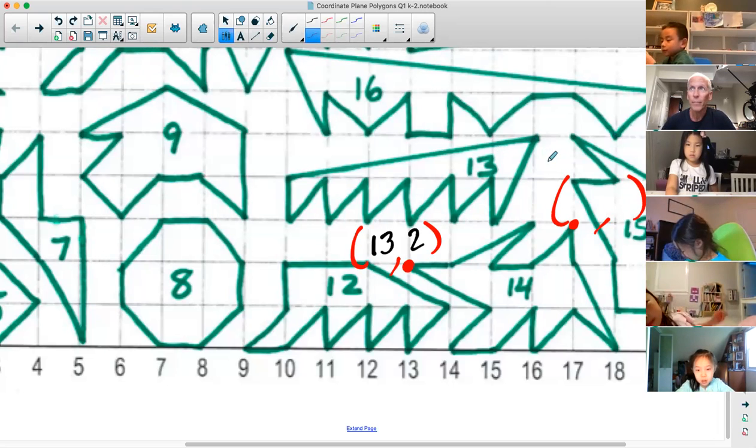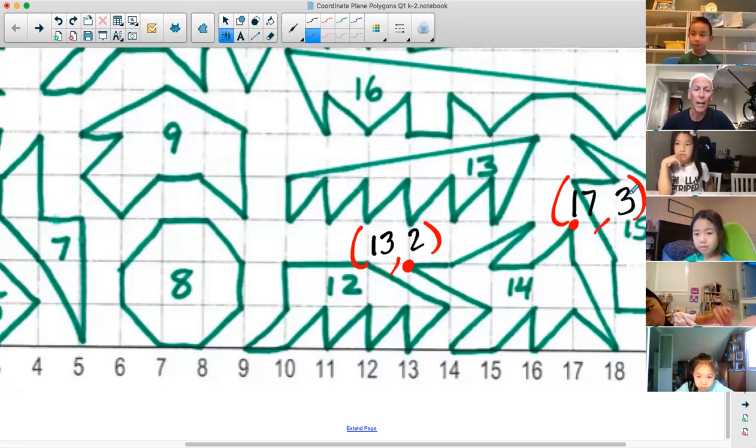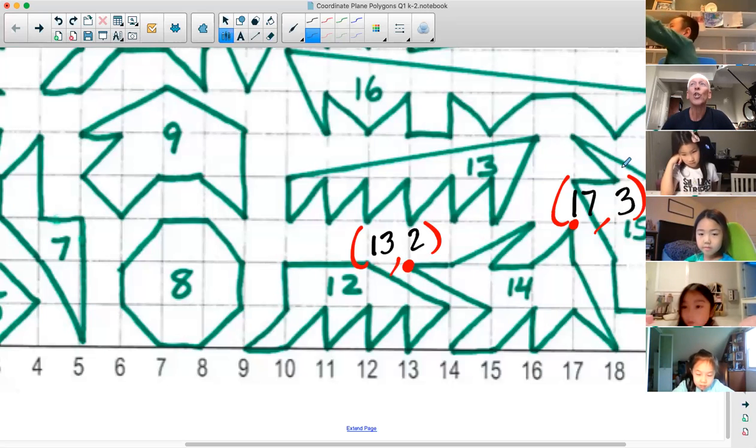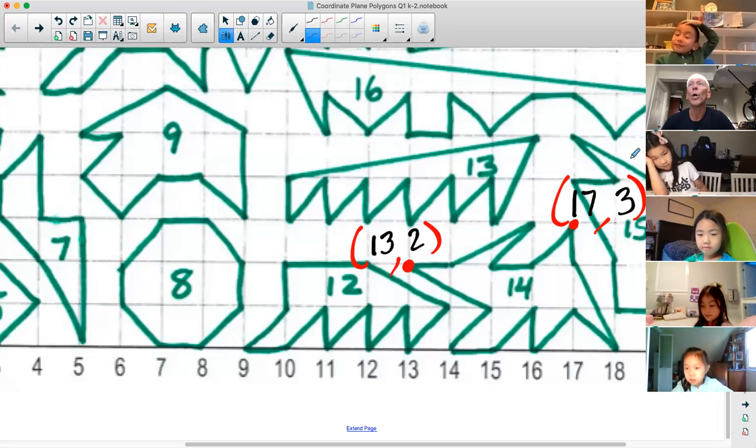The elevator is 17, and the floor is 3. Oh my God, that is awesome. Now, Annalise, can you please do, oh, Annalise, I'm going to give you a hard one. You ready for a hard one?